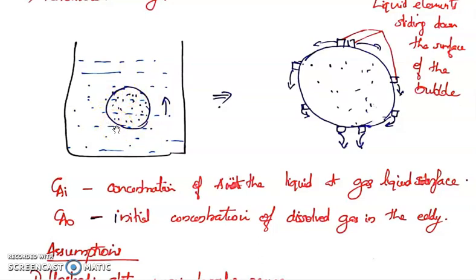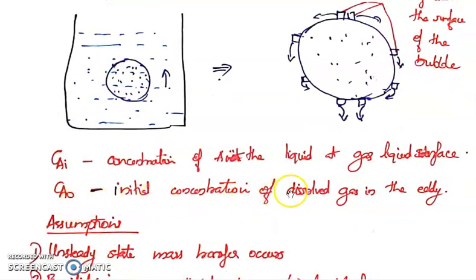So what will be the concentrations? We can assume the concentration of A at the interface is CAI, concentration of A in the liquid at the liquid-gas interface. That means the concentration of A at this boundary. I say it is in the liquid because at the boundary A is actually in the liquid medium. And CA0 is the initial concentration of A in the gas.